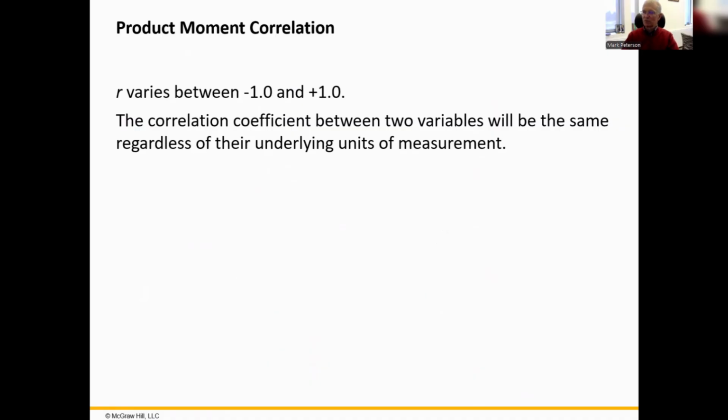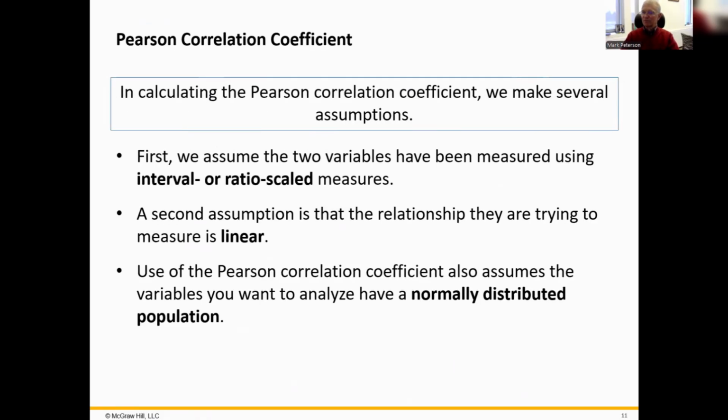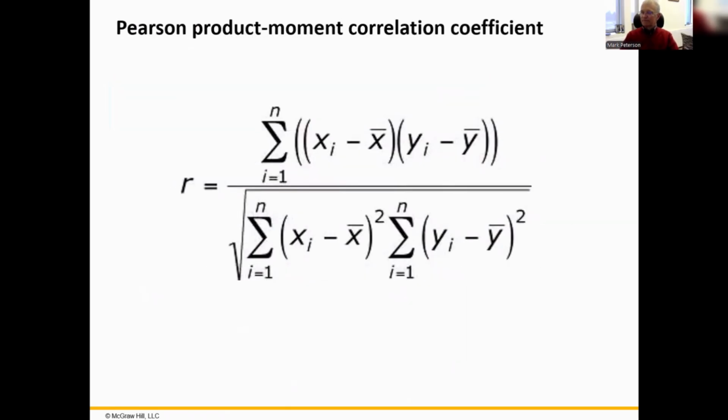It ranges between negative 1.0, a perfectly negative correlation, to plus 1.0, perfect positive correlation, that 45-degree angle going up to the right that we saw in one of the previous graphs. So assumptions in correlation, you want your data to be interval or ratio scaled in measurement, should have a linear relationship, and a normally distributed population. This is the equation for computing r, which is the Pearson product moment correlation coefficient.